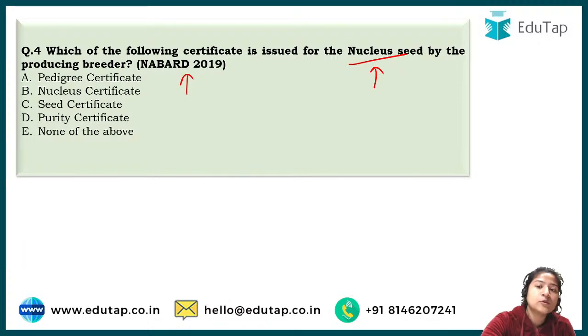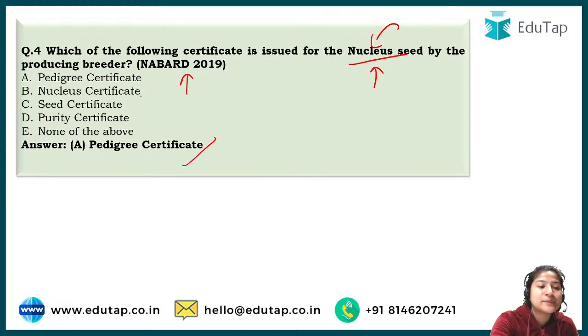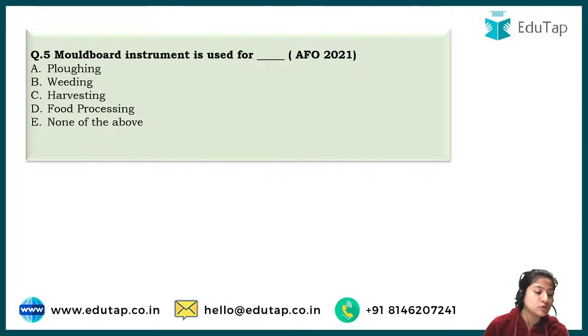See, nucleus seed has been written here only. See the correct answer over here, it is option number A, that is pedigree certificate. Because nucleus seed is the first seed made by the breeder, the pedigree certificate gives the idea of the parent seeds, the genetic composition of the ancestors of that nucleus seed. Sangeeta also did not say the correct answer. So let's move ahead to question number 5.